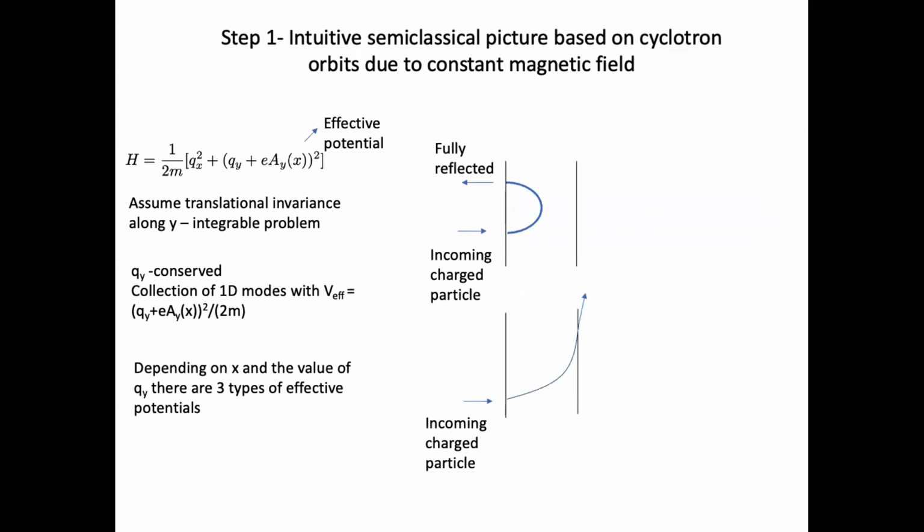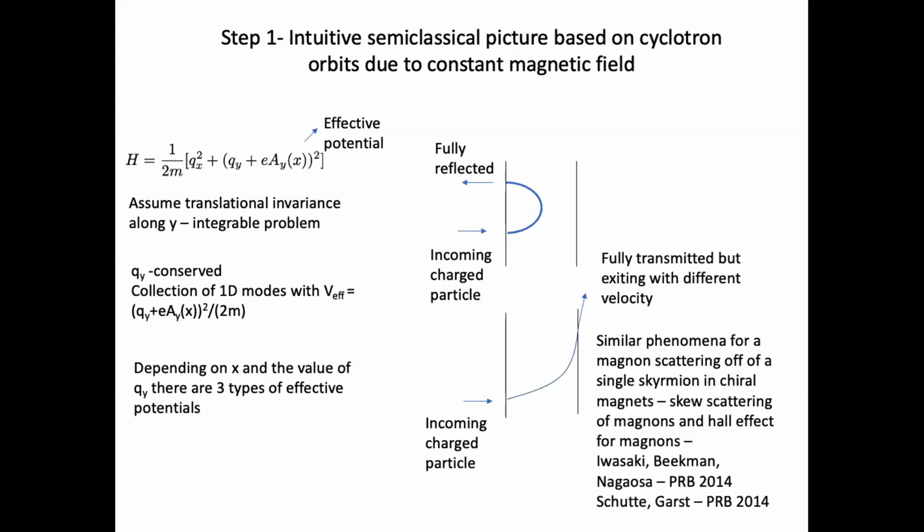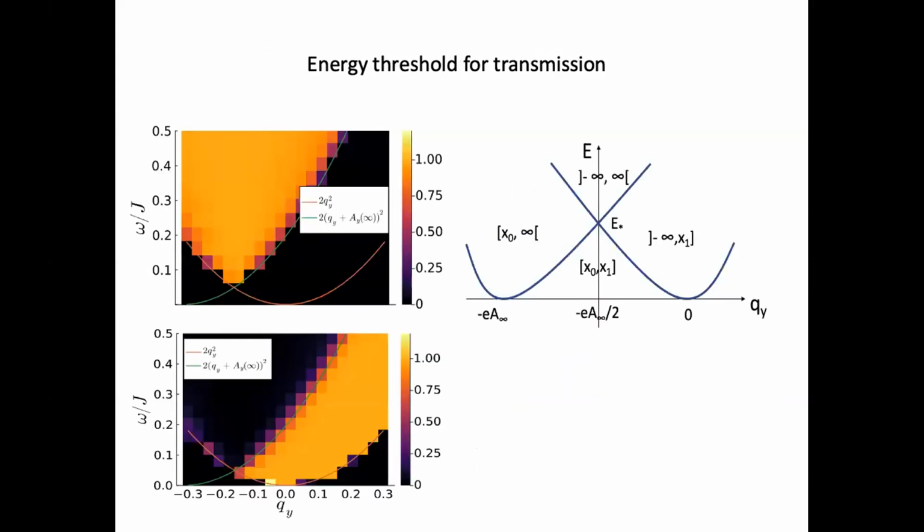If the magnetic field is not strong enough, your charged particle enters, the cyclotron radius isn't large enough, it just goes back, it's fully reflected. However, if now the magnetic field is very large, your cyclotron radius is large, and so the particle actually manages to exit through the other side, but with a shift in velocity, right? This is similar to the qualitative picture of magnon scattering off a single skyrmion in some way. So you can construct a very simple sort of transmission reflection coefficient diagram based on this, and this follows through.